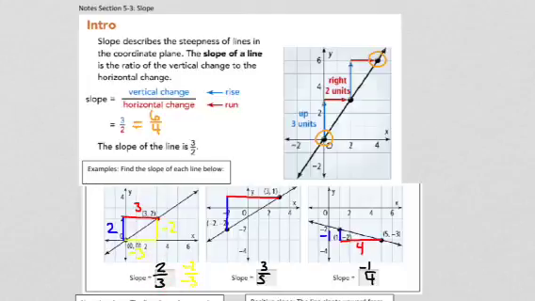So that still is equivalent to 2/3. And that's what I have as my answer. I would not keep both negatives in my answer.